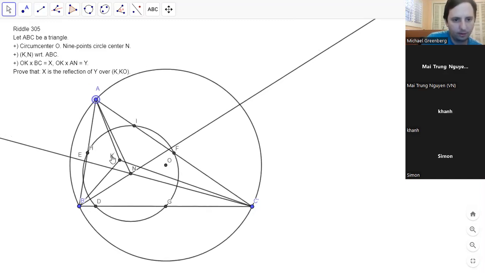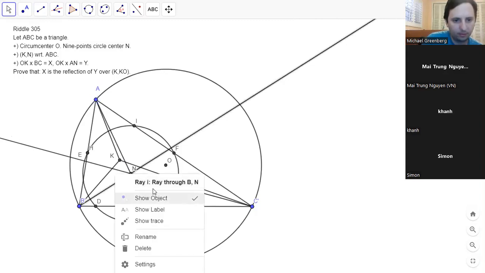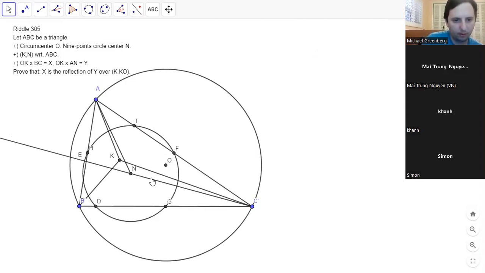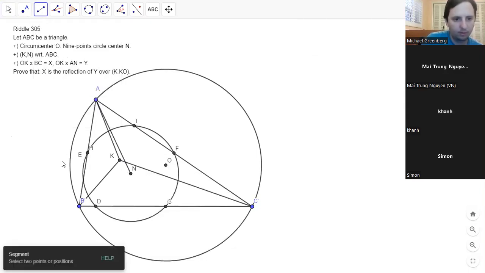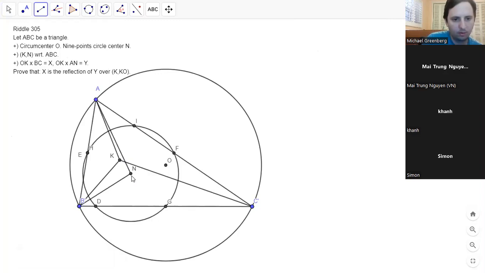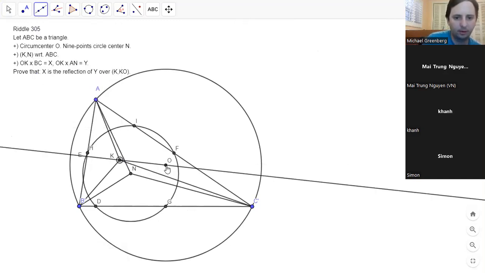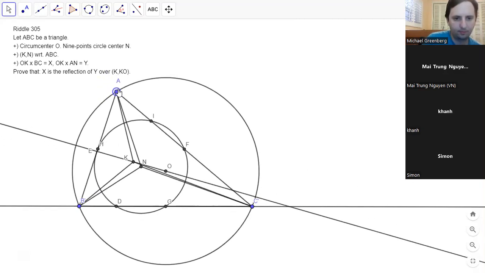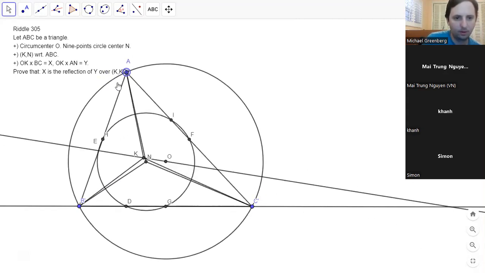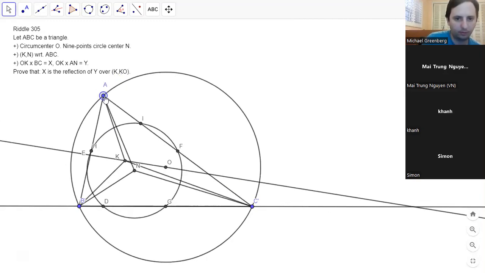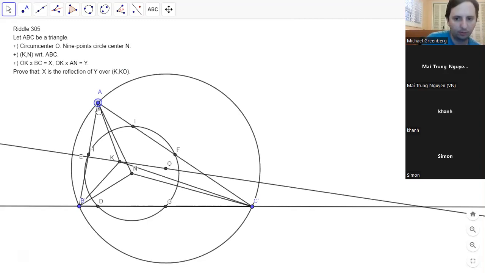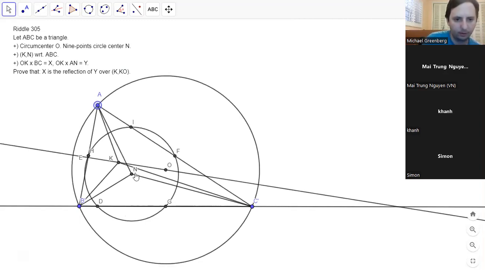And let me hide. I don't need to draw all this. That's the 9-point center. That's the Kosnita point. Then I want to see, where does OK intersect BC? And where does it intersect AN? So let me see if I can draw a good diagram. I want to see the intersection with both. So if I draw something like that, I think that looks pretty good.